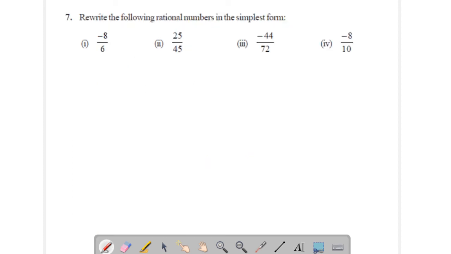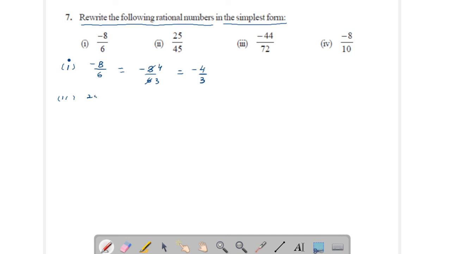Now come to question number 7. Rewrite the following rational numbers in simplest form. Say first part, it is minus 8 upon 6. Here simplify it, cancel the terms. Minus 8 upon 6, you can cancel by 2. 2 fours are 8, 2 threes are 6. It can be written as minus 4 upon 3. This is your answer.